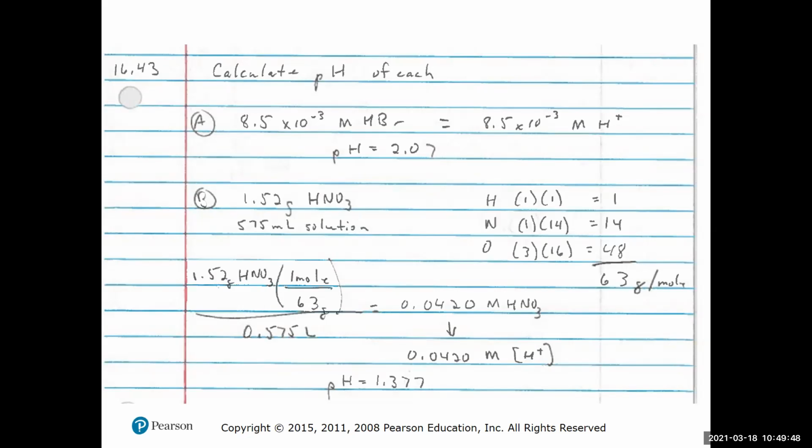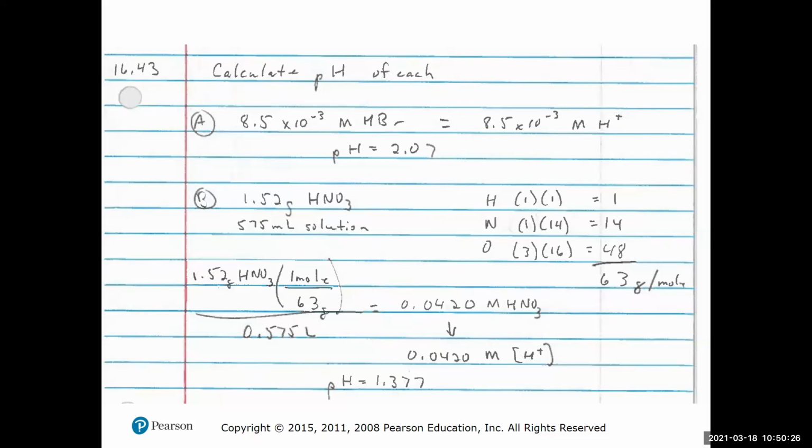The first one is 14.43. And what we're being asked is to calculate the pH of each of the following strong acid solutions. Okay, so we've been talking about weak acids, we've been talking about weak bases, but remember we also talked about strong acids. And if something is a strong acid, what should that tell us immediately in terms of how we're going to handle the problem?